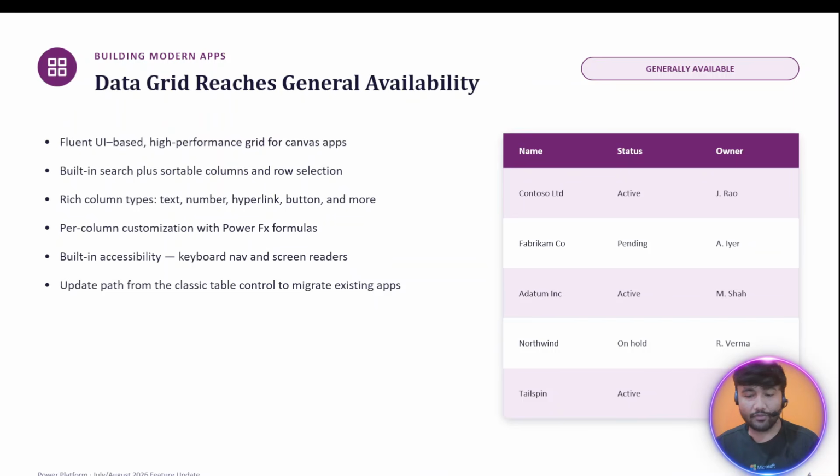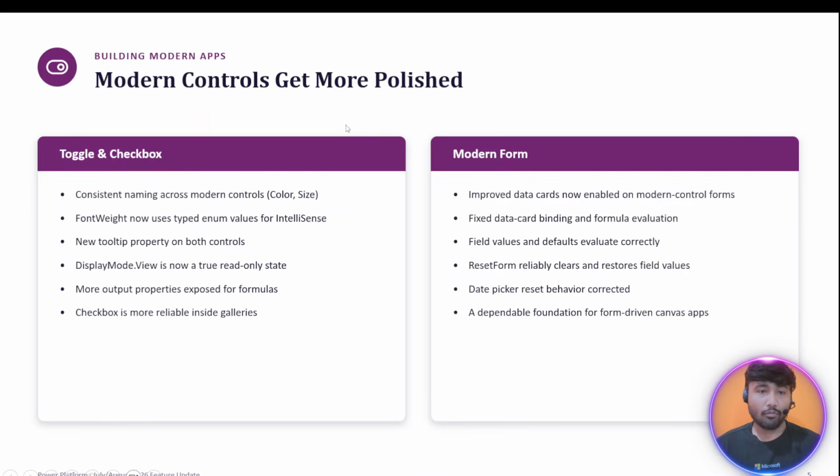Now let's move forward with the next update here. So the next update we have got is about the modern controls, which have got more polished. And here we are talking about the toggle and checkbox and also the modern form. So if you see the toggle and checkbox, their naming has been improved. Now they will have consistent naming across modern controls. There's consistent naming now, especially for the color and size.